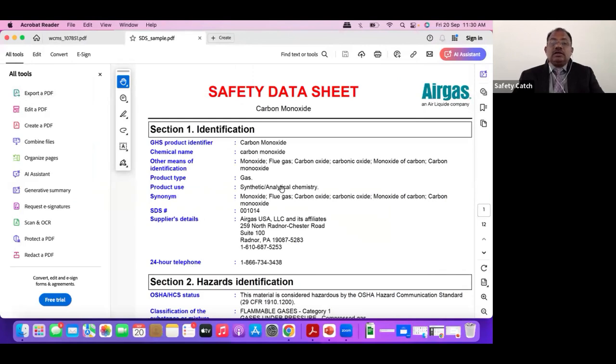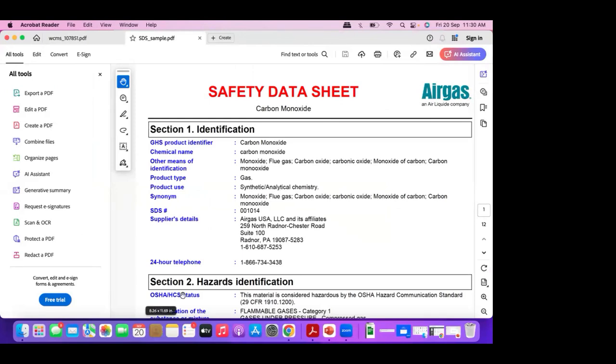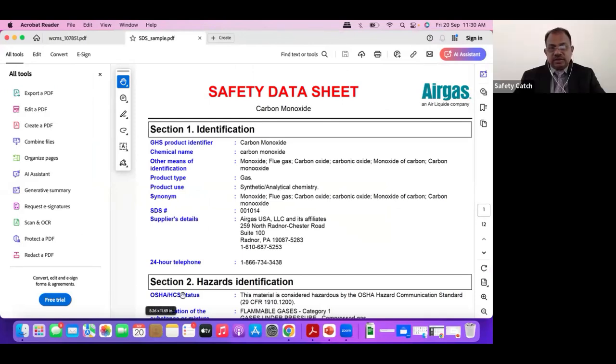So you can see here, normally in a safety data sheet, how many sections are there? Anybody? Section 1 to 16. Yes, minimum 16 sections are there. Very good. So here you can see what I told you. What is GHS and all, we'll see later.